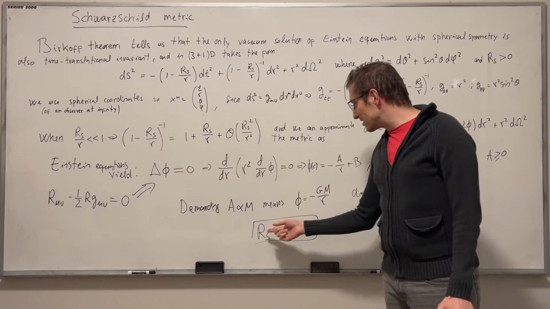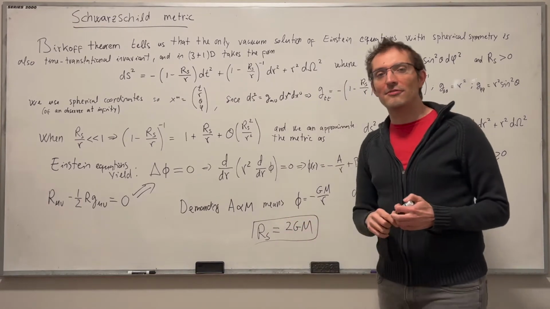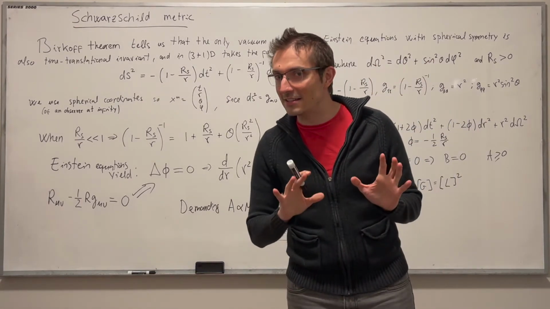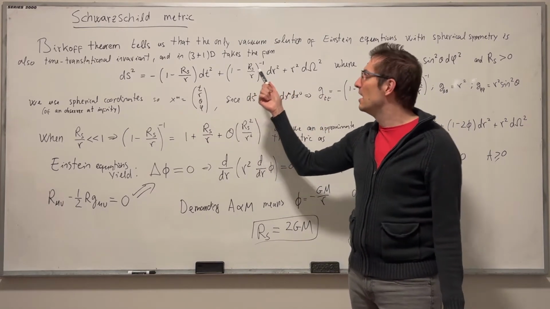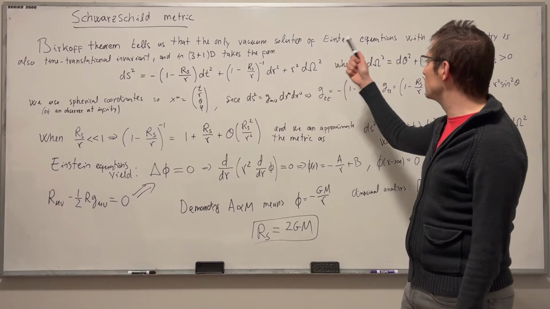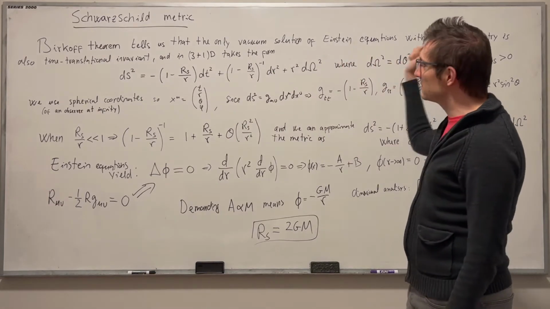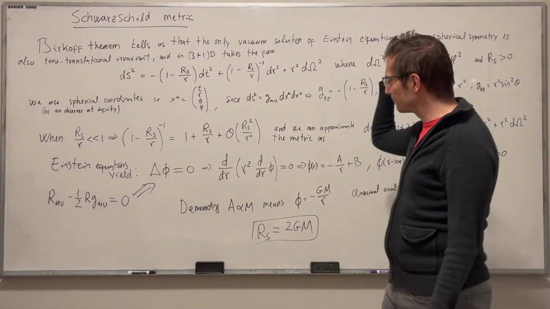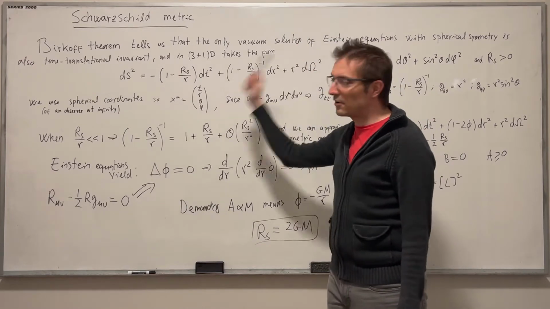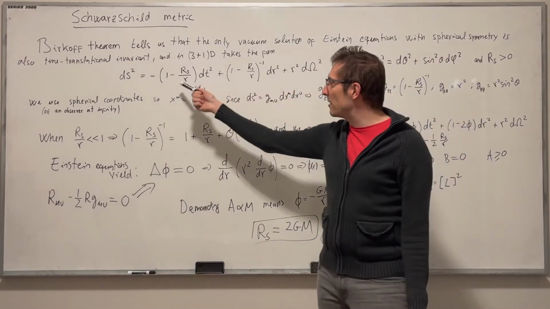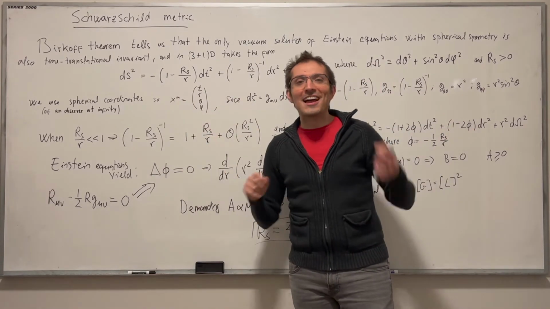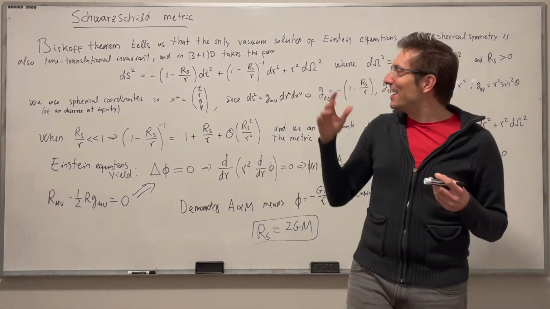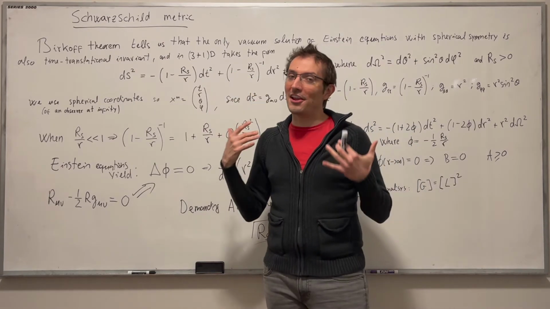Important to realize, the Schwarzschild radius being 2GM is not a fundamental result per se. That's important. The fundamental result is what Birkhoff's theorem tells us, which is that if you are looking for a vacuum solution of Einstein equations that is stationary, time translational invariant, and also spherically symmetric, this is the one-parameter family of solutions you would get. What's the Schwarzschild radius? I don't know. Birkhoff's theorem doesn't tell you what Rs is.